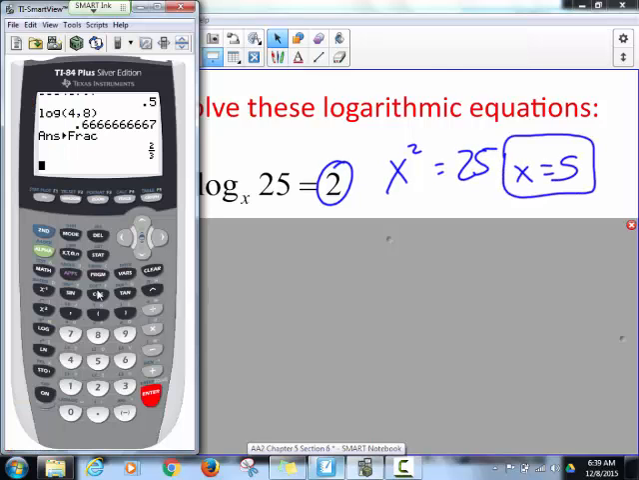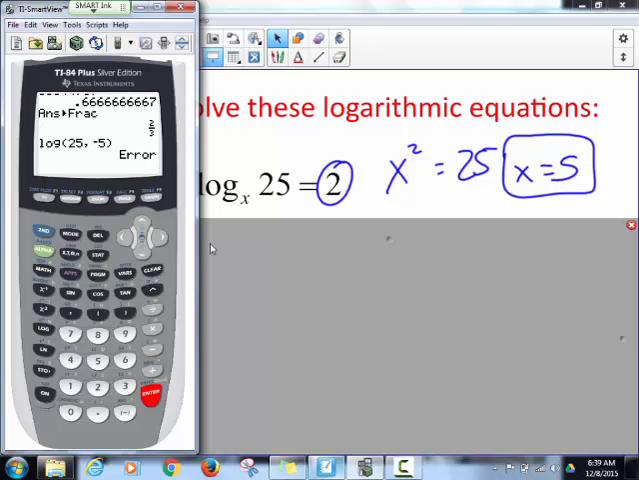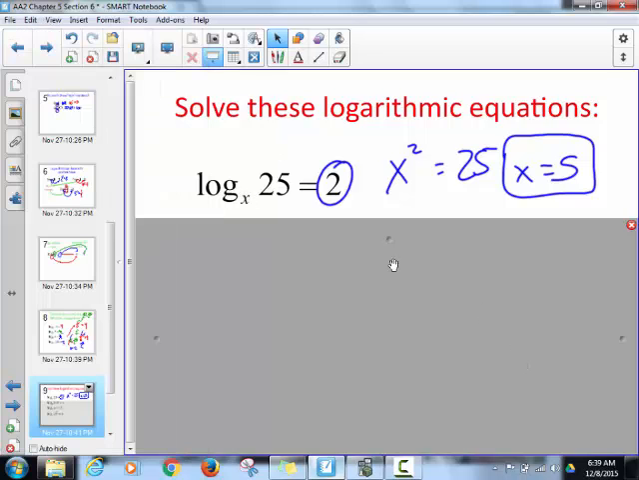Could it be negative 5? Can I take a log to a negative base? Let's try it. Log of 25 base negative 5. Does not work. So you cannot have a negative base. So this is only 5 and not negative 5. So remember, no negative bases, only positive bases.